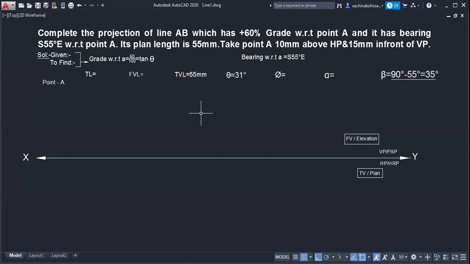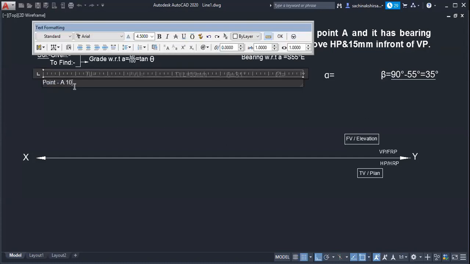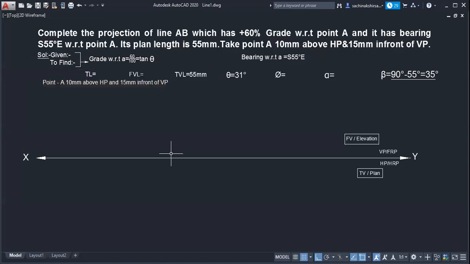And the location of point A is also given. How much is it? 10 mm above HP and 15 mm in front of VP.